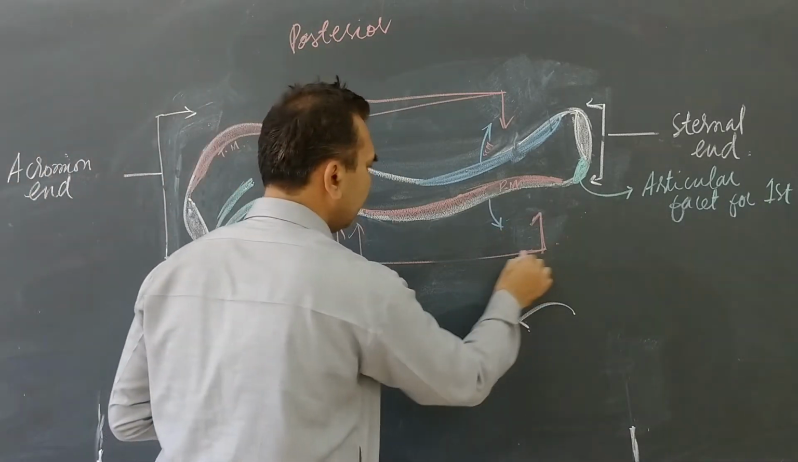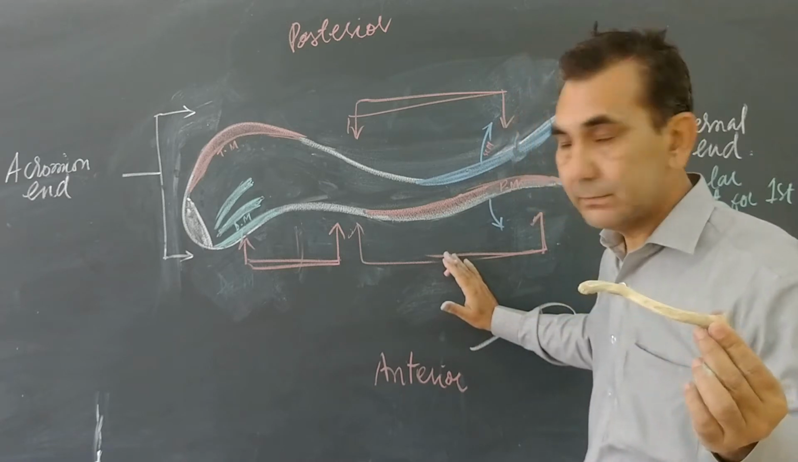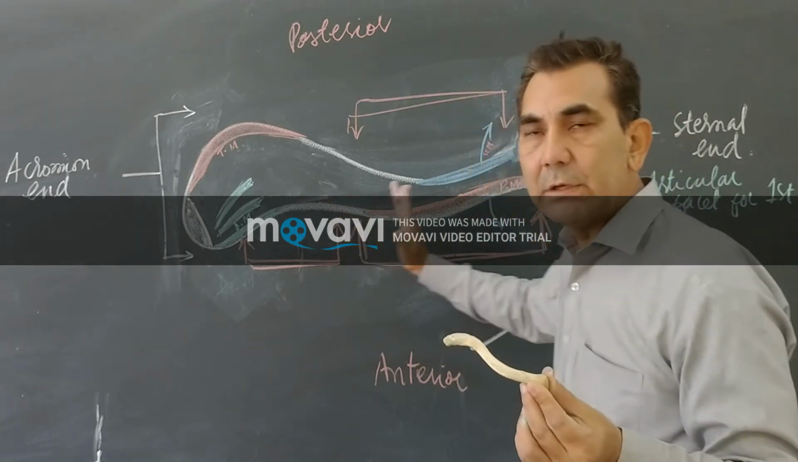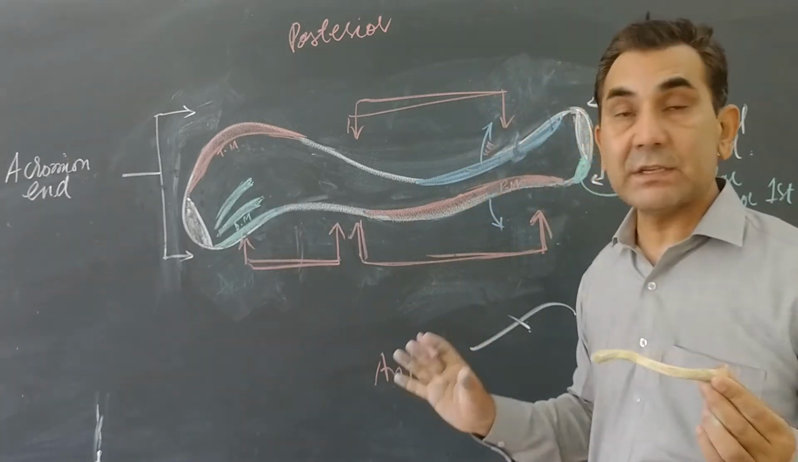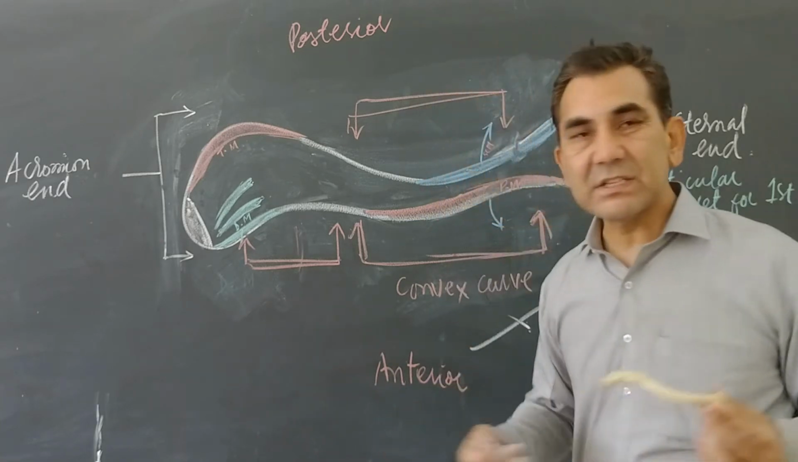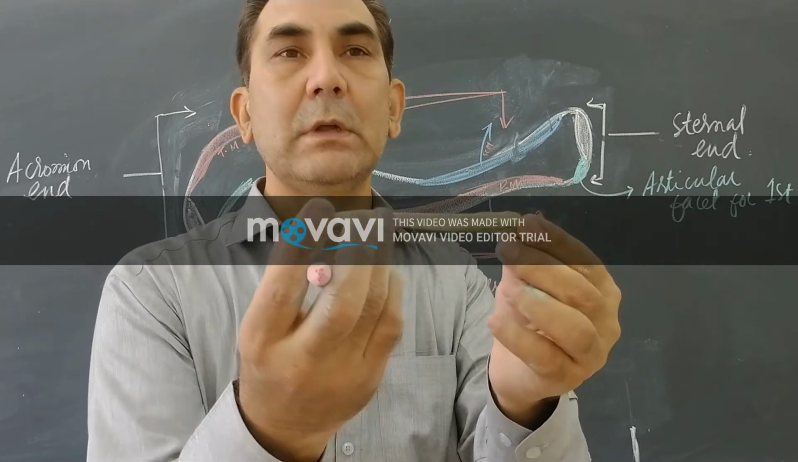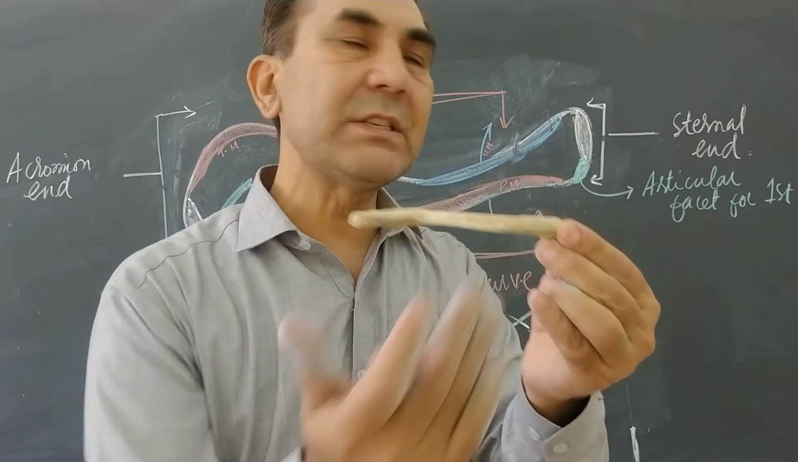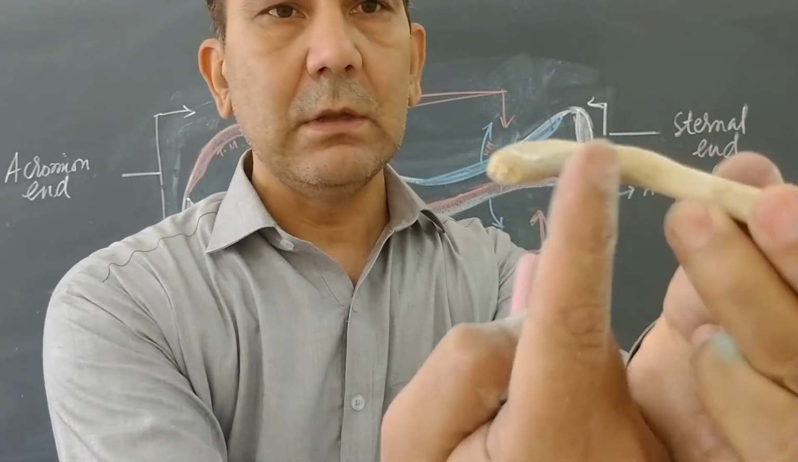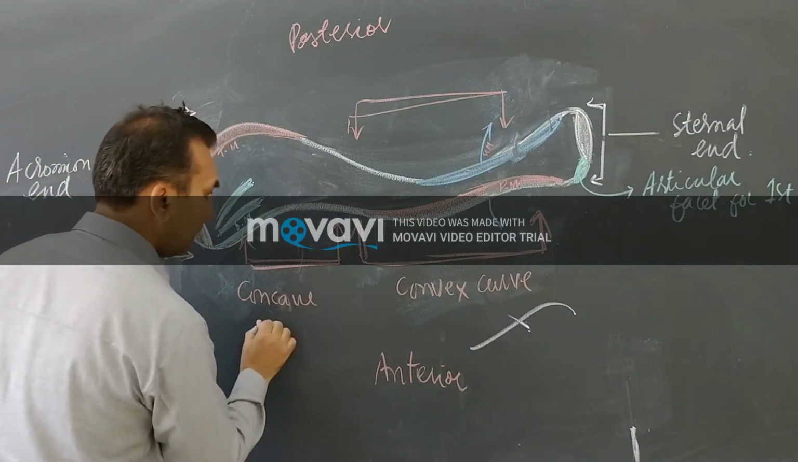Now, on the anterior side, the curve is convex in shape. From the medial two-thirds towards the lateral side, this portion is a convex curve. The two-third portion of the clavicle bone from the anterior side is convex in shape. And the one-third portion is a concave curve.